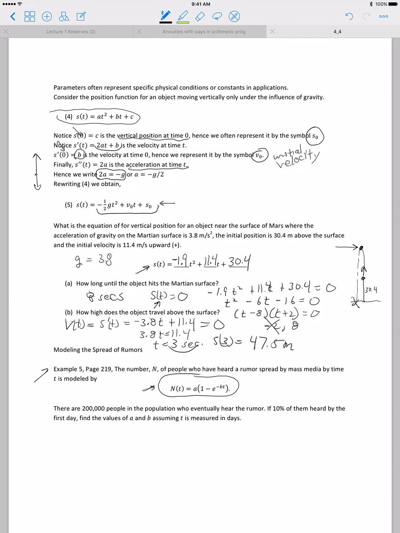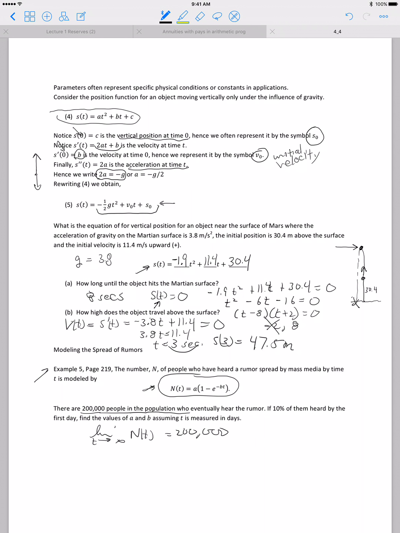Of this population of 200,000 people who are going to eventually hear the rumor, that would be all the people who ever hear the rumor. So that's going to be the limit as t goes to infinity of N of t. This is going to be my 200,000, the total number who ever hear the rumor.